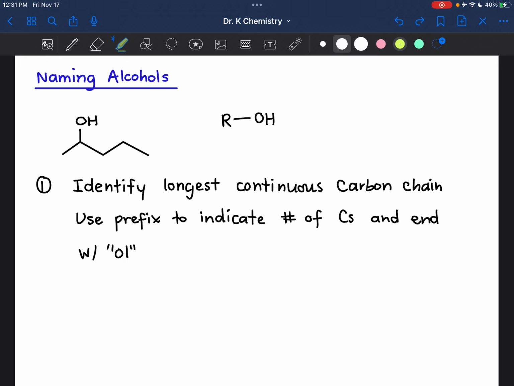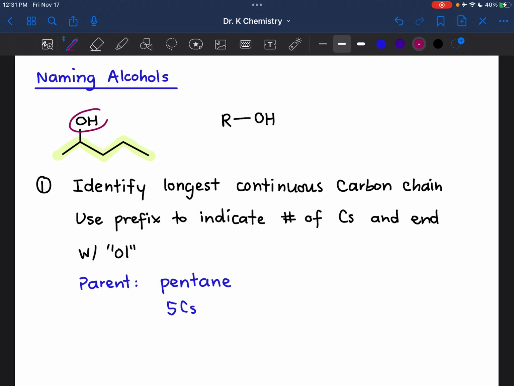So looking at that example up top, I'm going to find the longest continuous carbon chain. I see that it's 5 carbons long. So for the parent name, we're going to use the prefix pent to indicate that there are 5 carbons in it. And if this was just a regular alkane, we would call it pentane. But because it has an OH group on it, it's an alcohol, so we're going to change that -e ending to -ol. And that parent name will become pentanol.